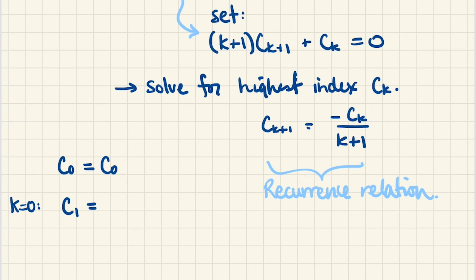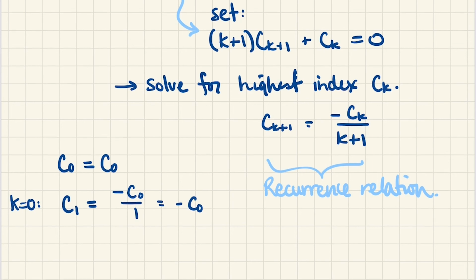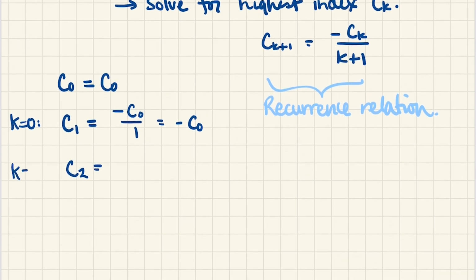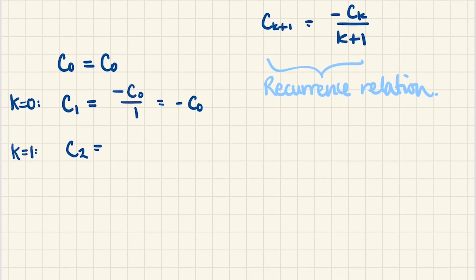So what do we have here? Well, if our k value is 0, then this is negative C0 divided by 0 plus 1. So C1 is negative C0. Okay, now we're going to find C2. That corresponds to a k value of 1. So C2 is negative C1 divided by 1 plus 1, which is 2. All right, but we know what C1 is. C1 is negative C0, so this is in fact just C0 over 2.